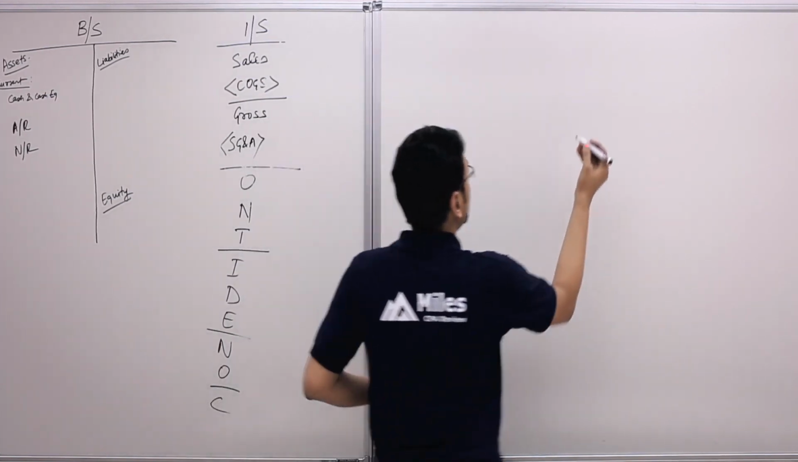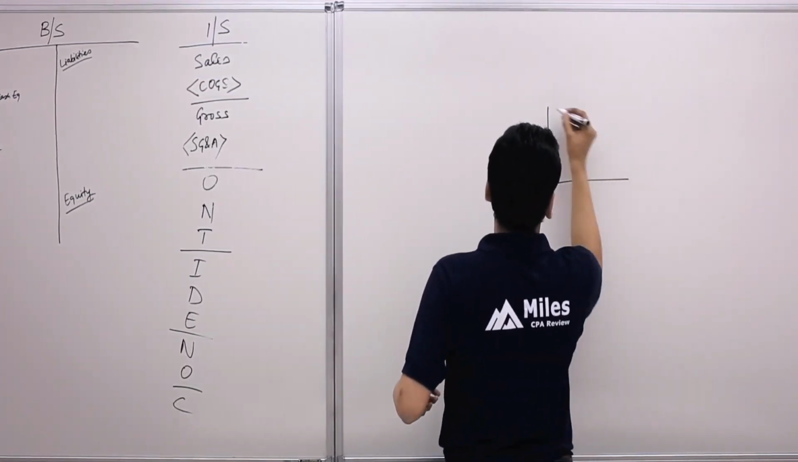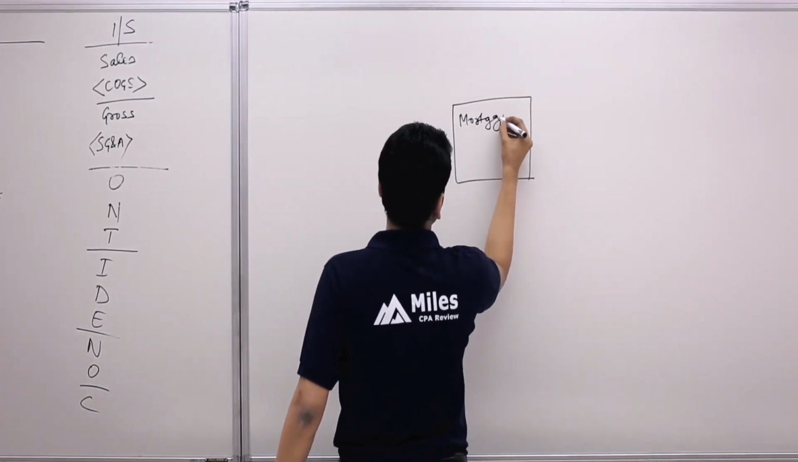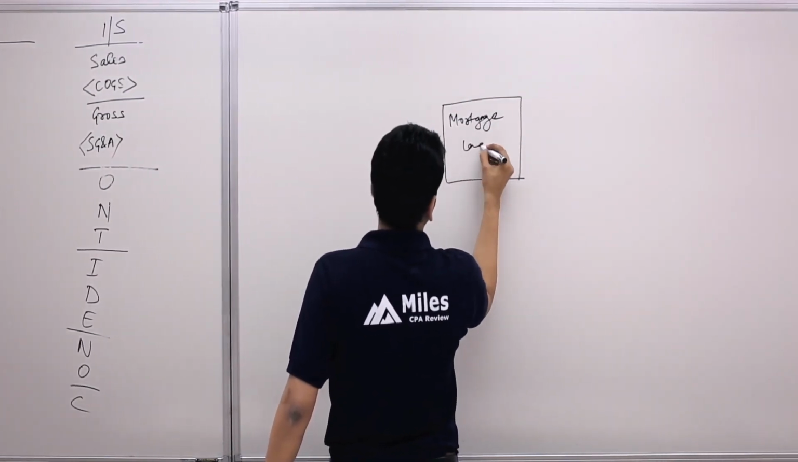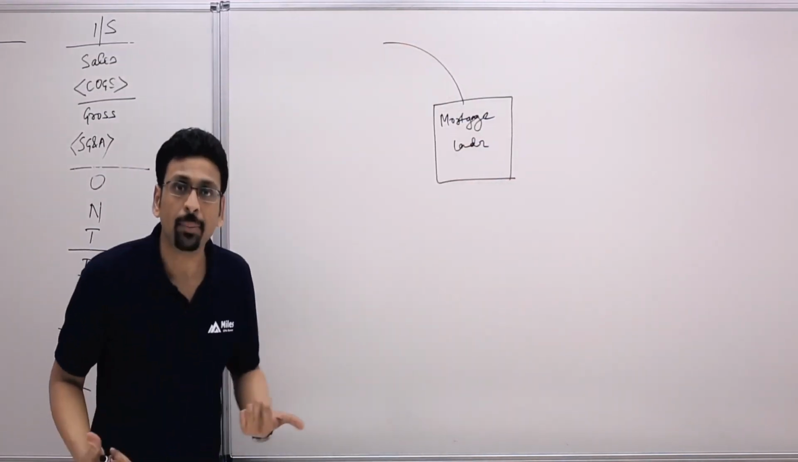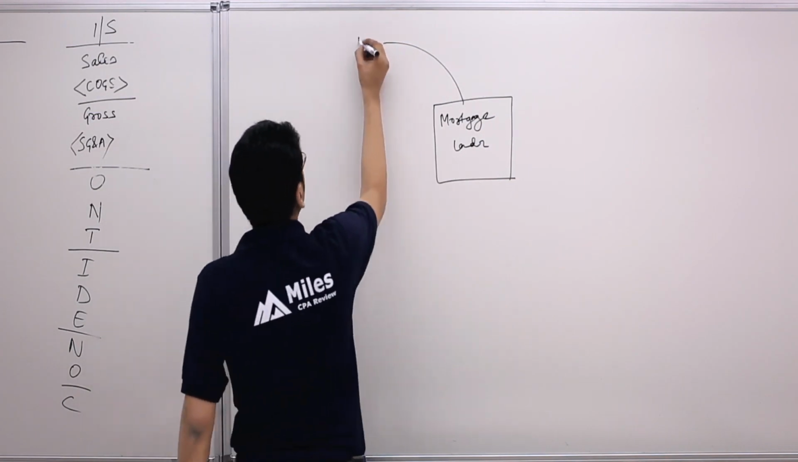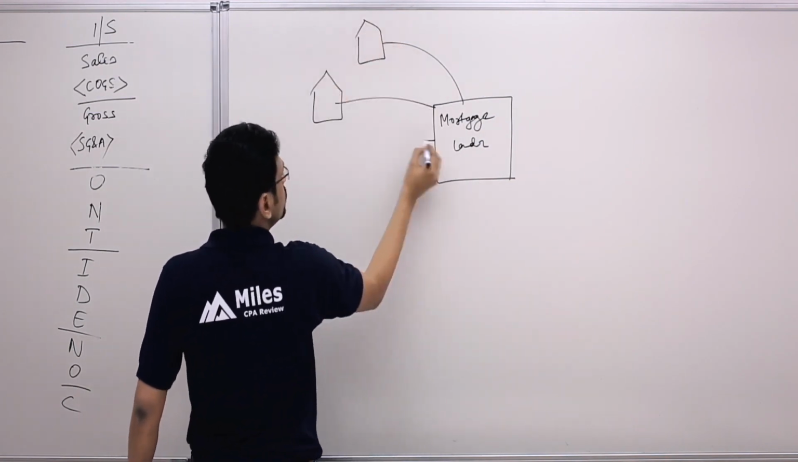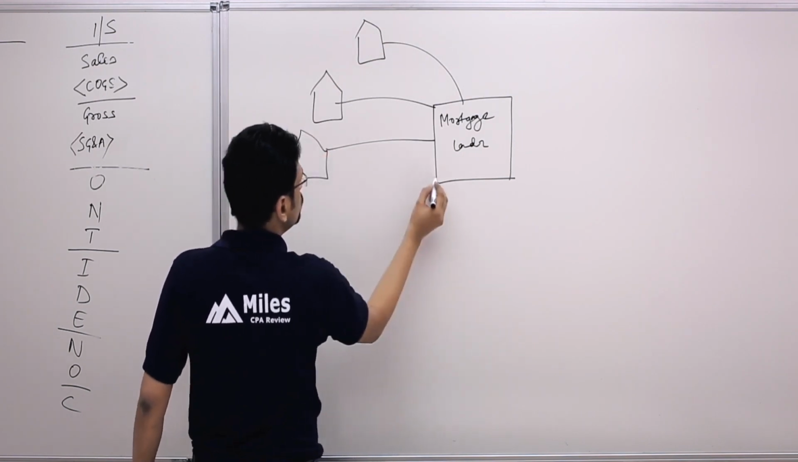So let us say in the mortgage market, you have a mortgage lender. Now this institution lends out money to homeowners to enable them to buy their houses. So a lot of houses across the US. So you have all the houses.